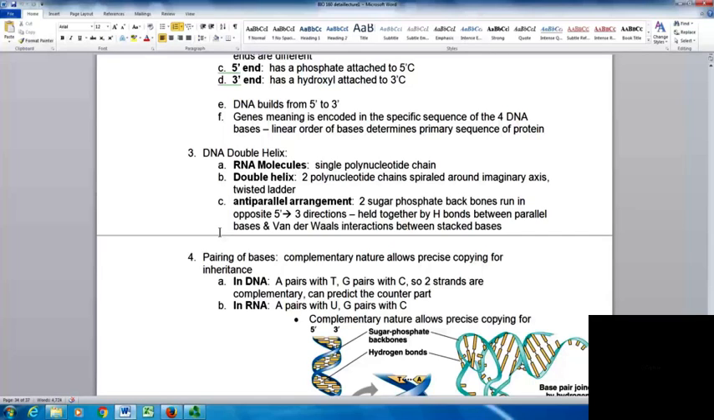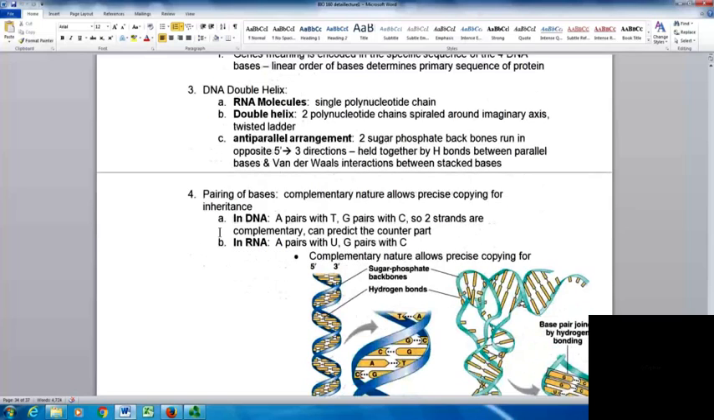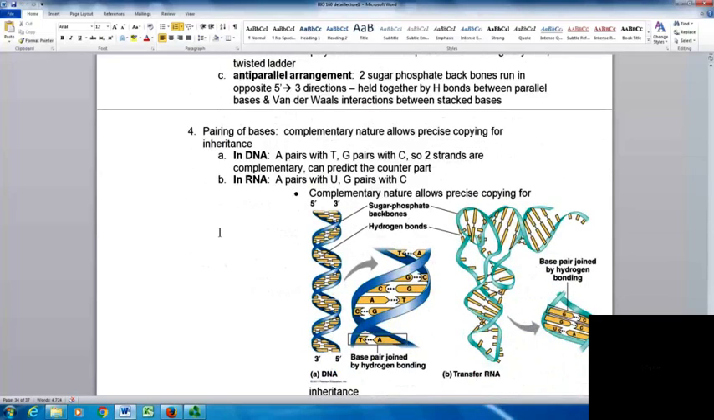They are held together by hydrogen bonds between the paired bases and van der Waals interactions between the stacked bases. Their complementary nature allows for precise copying of the inheritance. There's only one thing that fits with the complementary piece. A lot of times this is represented on a diagram where a curvy poking end fits with a curvy receptor end, and a pointy poking end fits with a pointy receptor end.